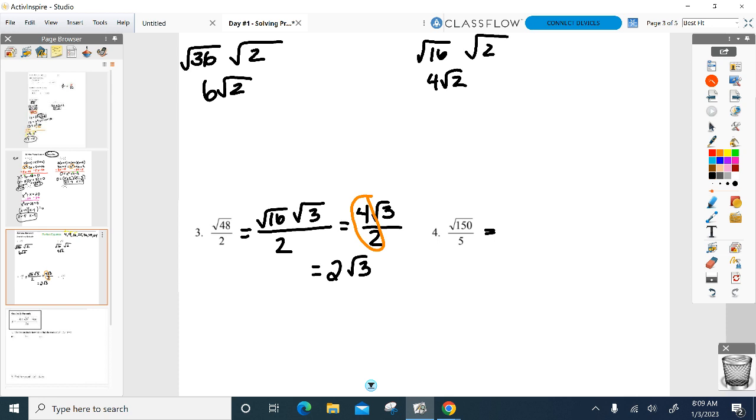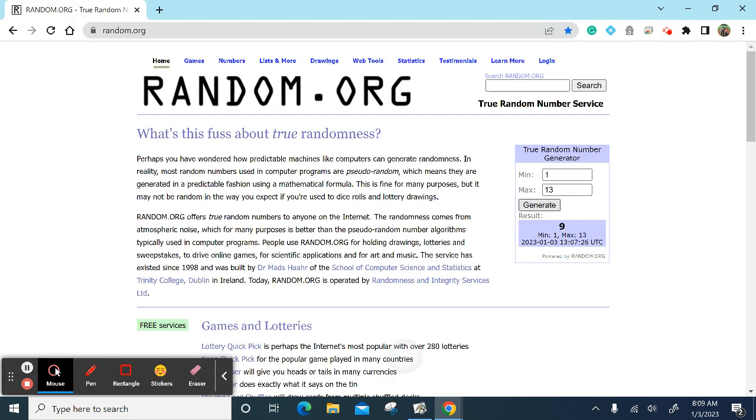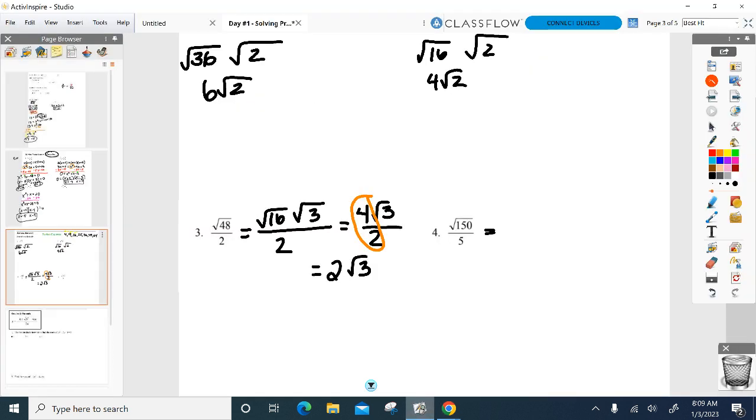All right, first thing I want to know: when you broke down 150, what'd you end up with? 25 and 6. So we should have had 5 radical 6, everyone. When you broke down 150 over 5, 5 divided by 5, they cancel each other out. So this really just broke down to radical 6. And there's a reason why we're doing this, because you're going to need it for the next part. Any issues there? How we got to radical 6?